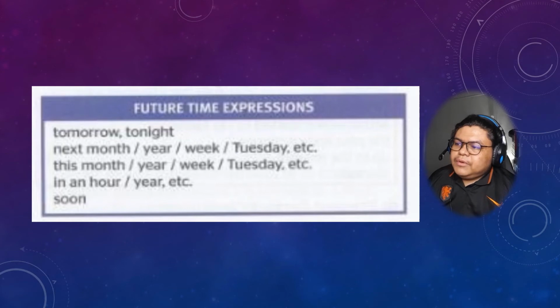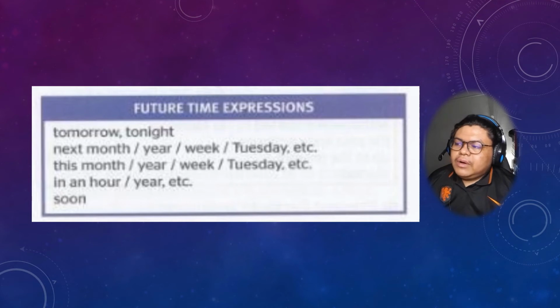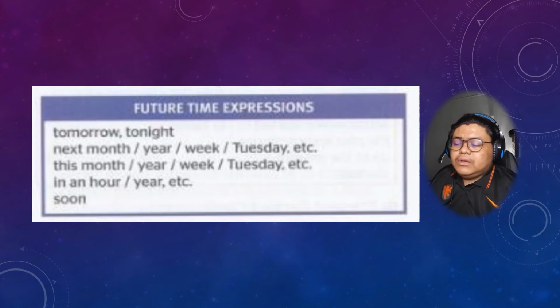Okay, so here are some of the future time expressions, okay, that we can use with future will and also future be going to. Okay, tomorrow, tonight, okay, next month or next year, next week, next Tuesday, this month. Okay, so kalau awak perasan dekat sini, masa yang ditulis, all of the time expressions, apa masa yang belum berlalu, future lah. Okay, things that never happened yet. Okay, so these are the expressions that we normally use together with the tense.